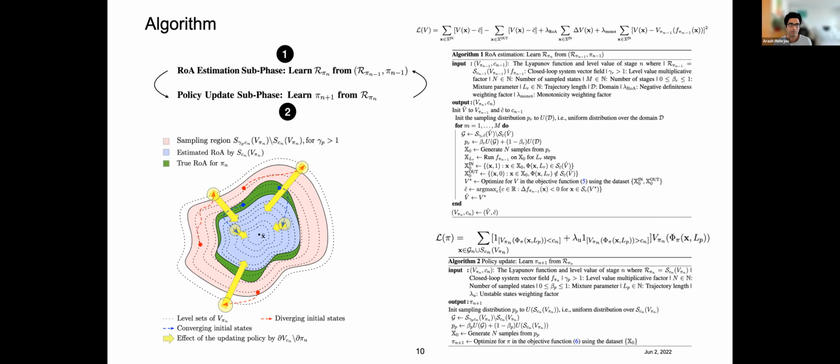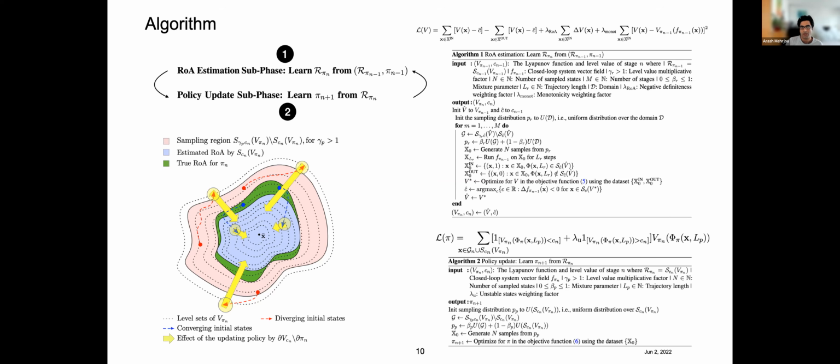So here is the algorithm. The algorithm has two phases, and these phases iterate until some criteria is met. The first phase is estimating the region of attraction itself. It uses the trajectories of the system to estimate the Lyapunov function of the system, and then uses this Lyapunov function to estimate the region of attraction.